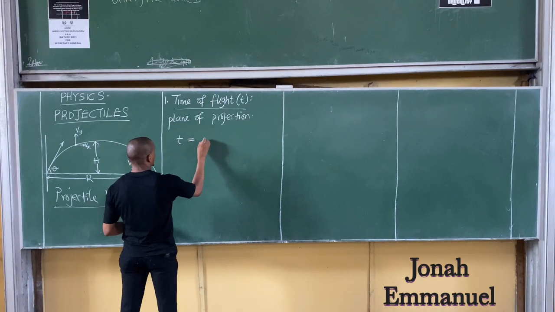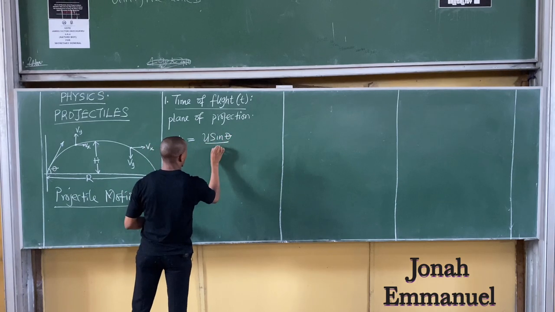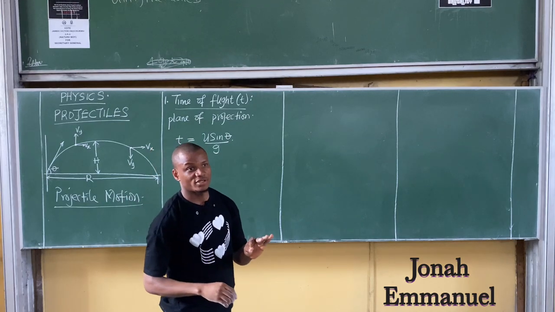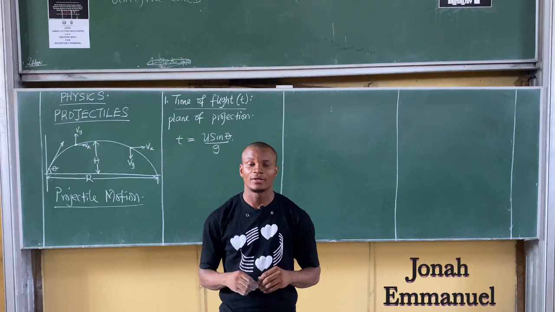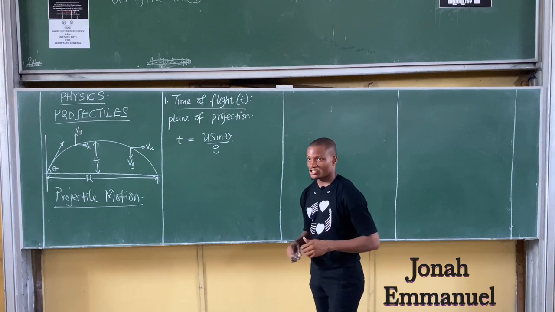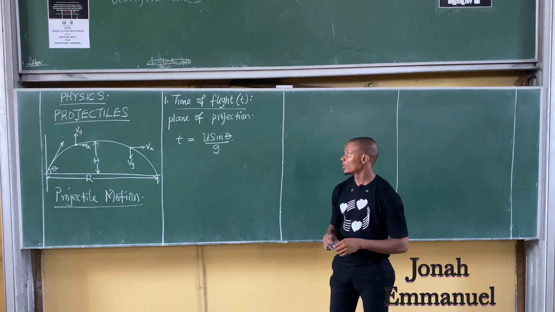Mathematically, t is equal to u sine theta all over g. So that's the mathematical expression for the time of flight, u sine theta all over g.